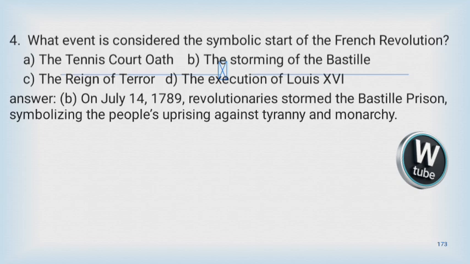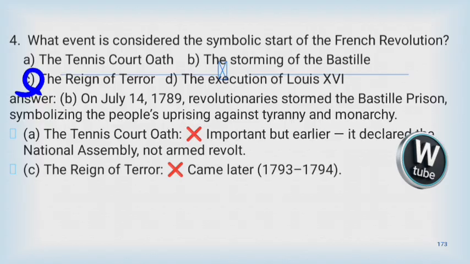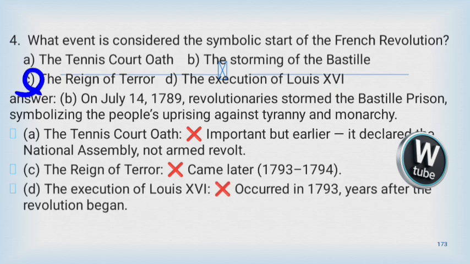So, the Reign of Terror is the major issue. The Tennis Court Oath says A. This is not the answer because it was important but earlier. It declared the National Assembly, not the armed revolt. The Reign of Terror came later, during 1793 up to 1794, but the revolution was held during 1789, so it is not the answer. The execution of Louis XVI occurred during 1793, years after the revolution began.